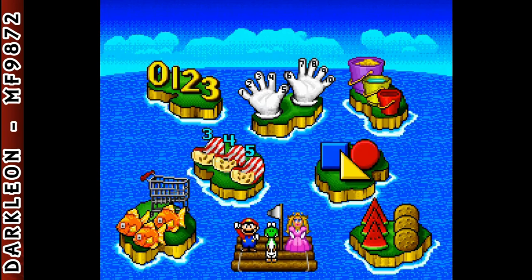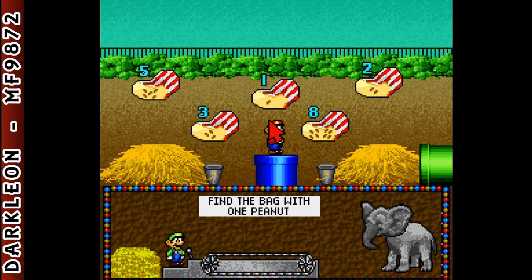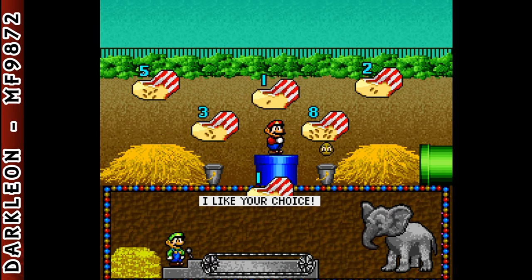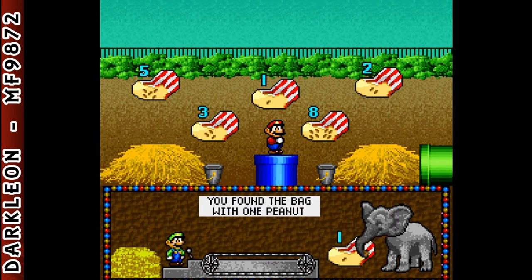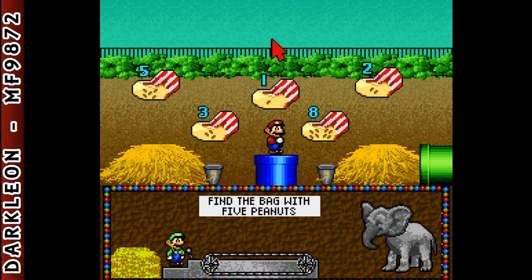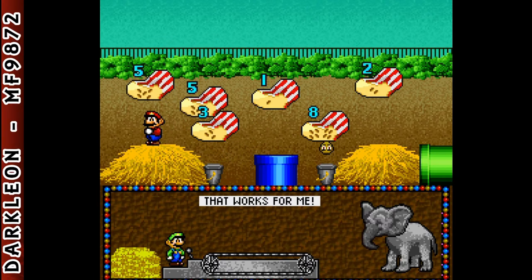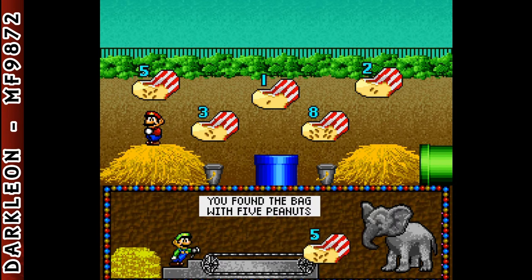Let's go to How Many World. Find the bag with one peanut. I like your choice. You found the bag with one peanut. Find the bag with 5 peanuts. That works for me! You found the bag with 5 peanuts.